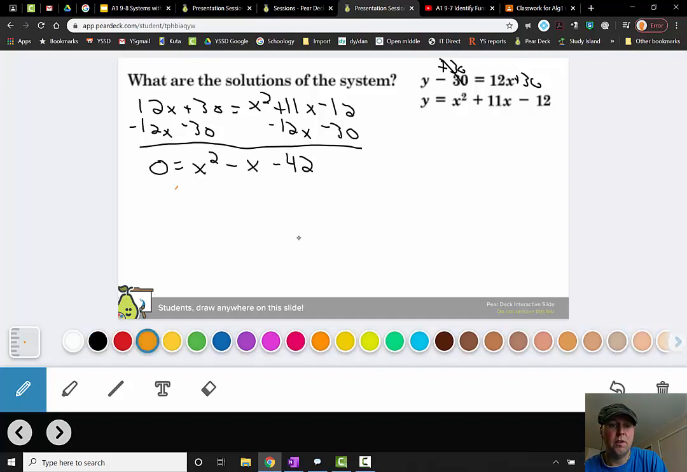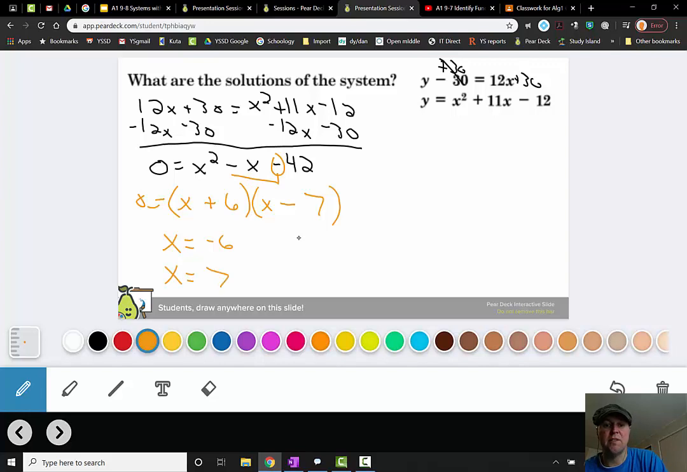So, factors of 42 that are 1 apart are 6 and 7. But I want negative 1, so I'm going to make negative 7, positive 6. So far we got negative 6 and we got positive 7. So here we go. Negative 6 gives us what? And positive 7 gives us what?